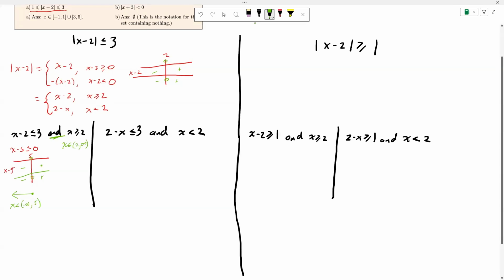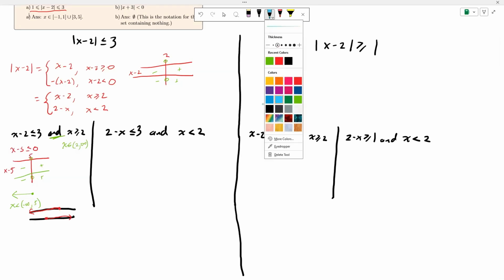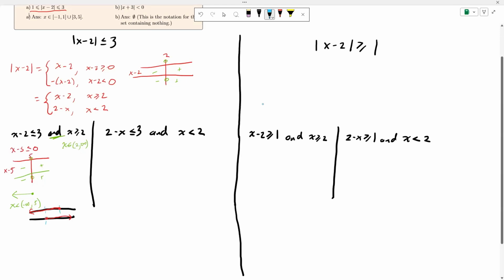Because of this and, I need to intersect these 2 lines. I'm going to take 2 number lines. I'm going to draw minus infinity to 5. And I'm going to draw 2 to infinity. Using blue, I'm going to draw my key points. Again, this is 2 and this is 5. So my interval is from 2 to 5. So x is in 2 to 5.